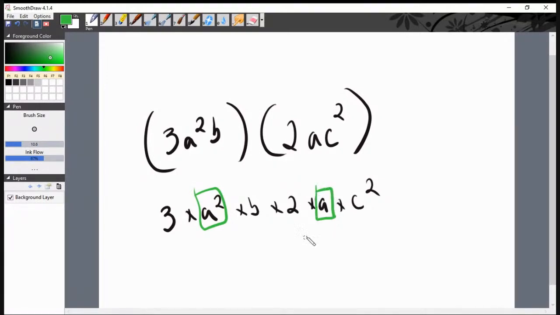And then you have another A over here, right? So you could essentially write 3 times 2A to the second power plus 1 times B times C to the second power.